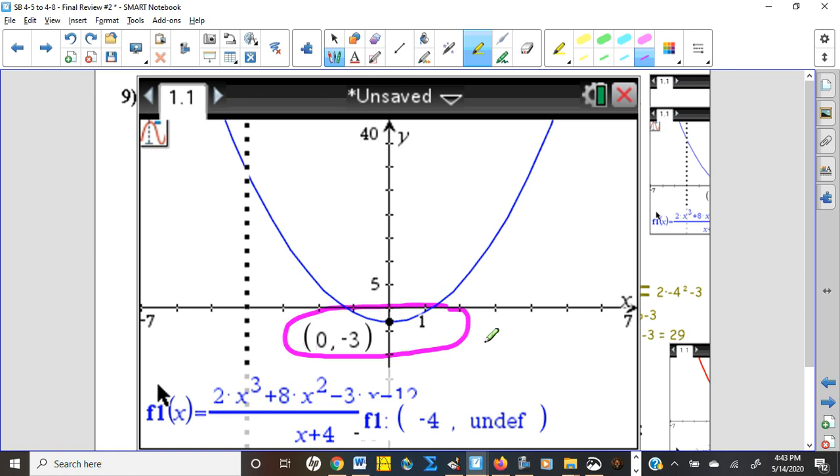So it looks like our range, we can now figure it out. And what our range is going to be is all real numbers, starting and including negative 3. So that would be a bracket. And then going up towards infinity.